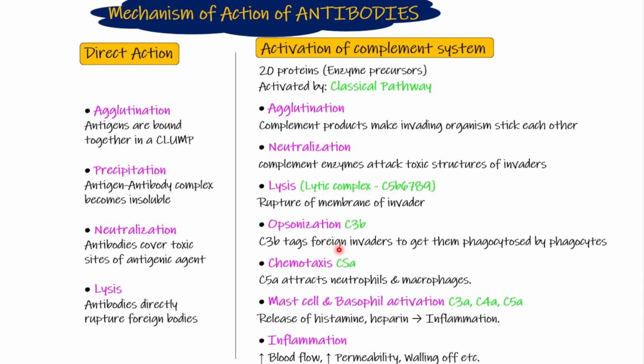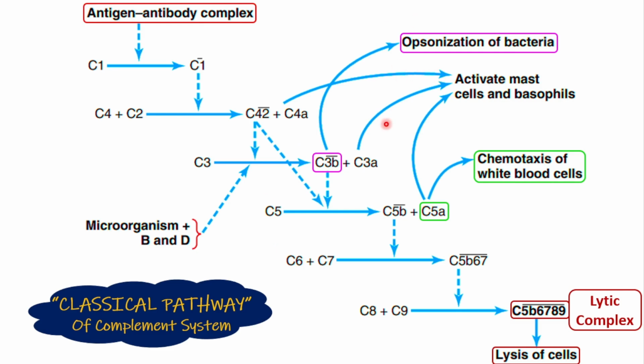So basically, there are foreign bodies, and the phagocytes go and try to hunt these foreign bodies. The tagging of the foreign body with C3b makes it easier for the phagocytes to recognize them, attack them and eat them up. This process is known as opsonization. So opsonization is basically done by C3b.